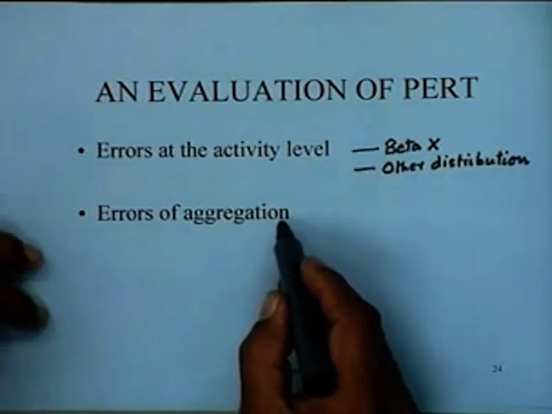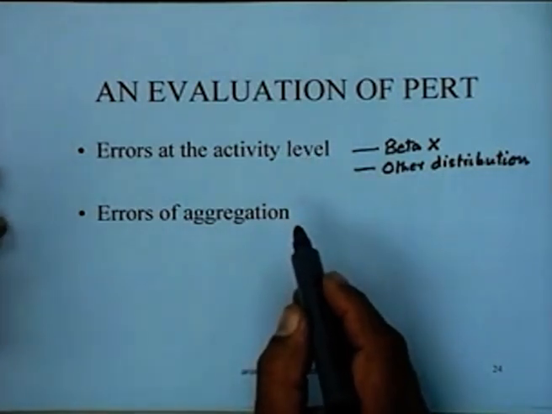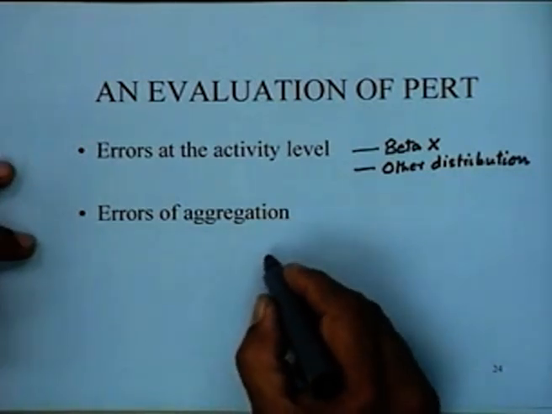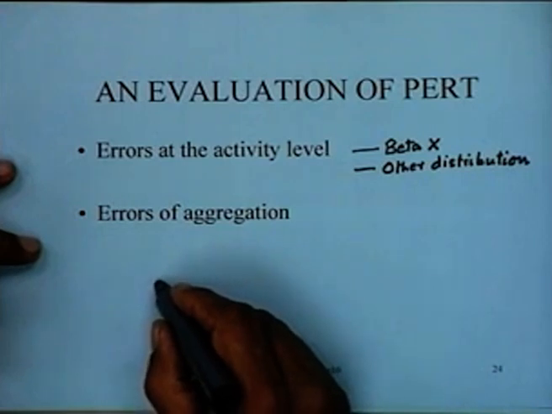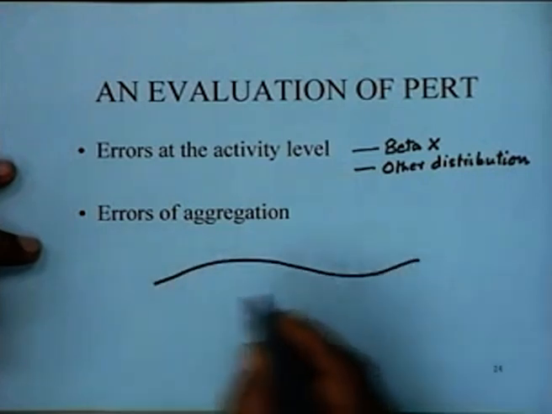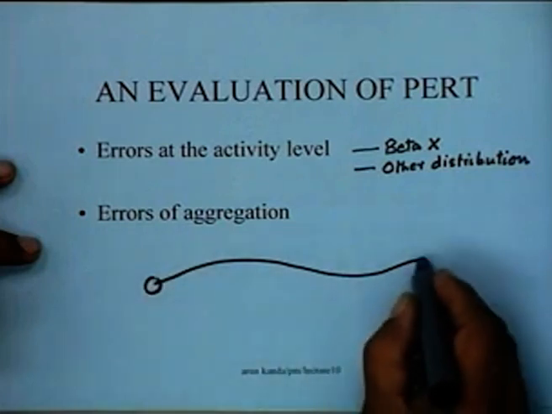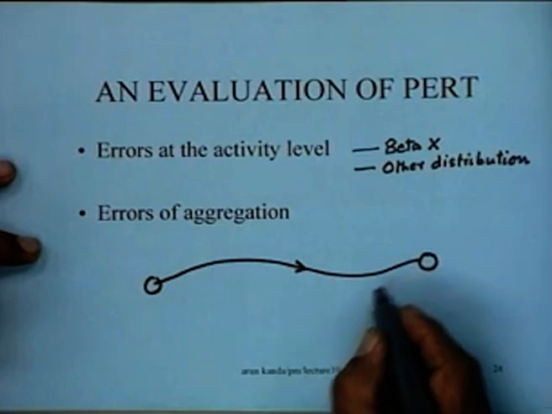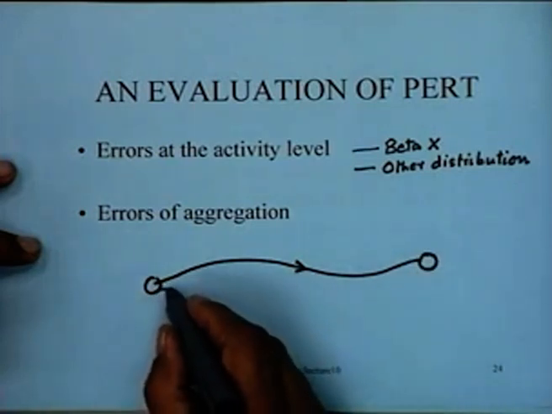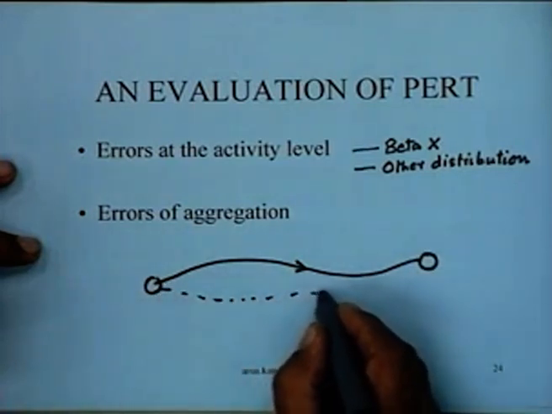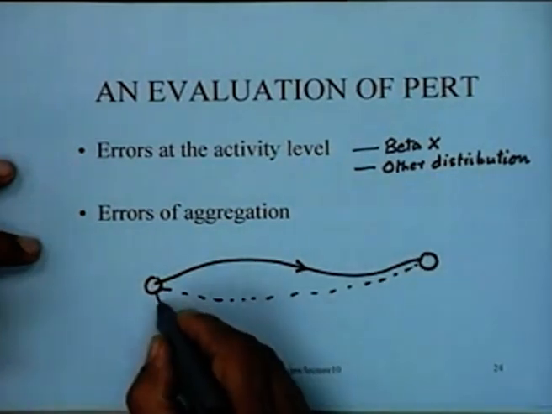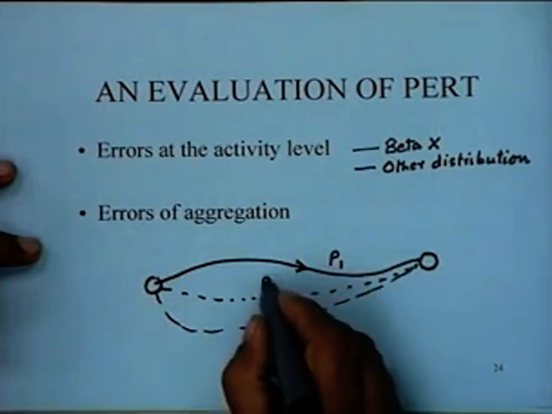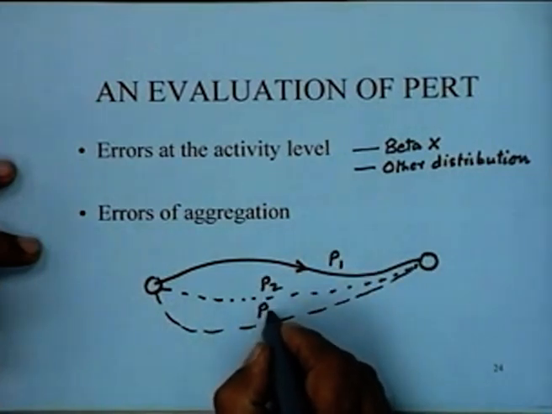Then there are errors of aggregation. These are perhaps much more serious. What happens in errors of aggregation is that we assume essentially that there is a critical path, and the critical path is the path which runs from the source to the terminal. We identify this critical path and we sort of forget about the other paths which are going from the source to the sink. There could be many paths in the project, isn't it? So this is path P1, this could be path P2, and this could be path P3 maybe.